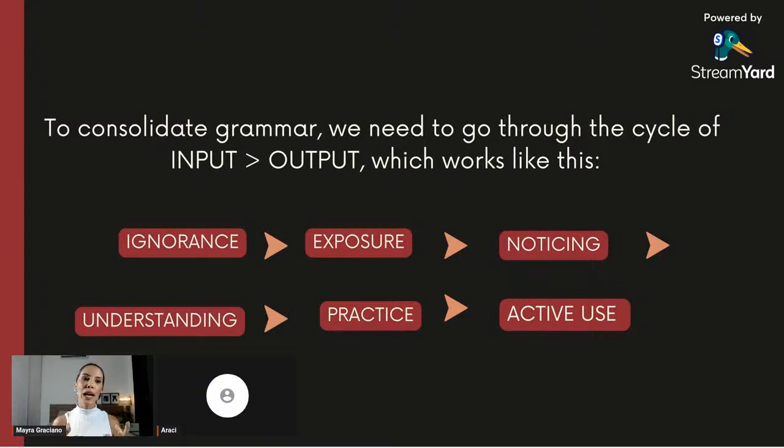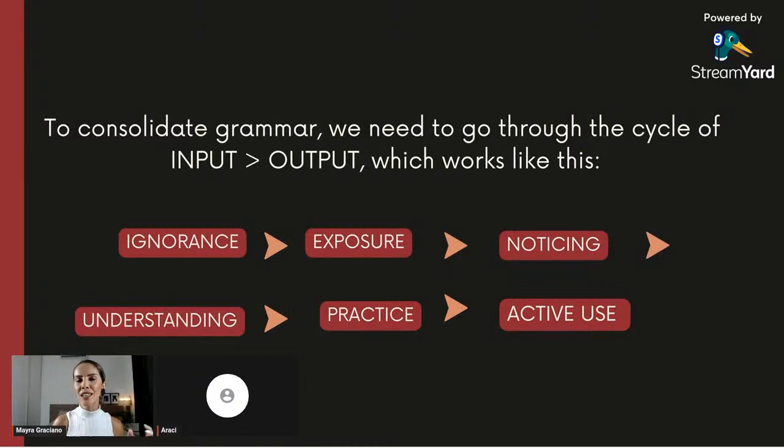Okay, so to make grammar solid, to consolidate grammar, we need to go through this cycle. And have a look at this, how interesting. First, we have the ignorance phase. We don't know that grammar, right? We see that and say, no idea of that grammar. Then you have the exposure. You start seeing that grammar, okay? You're exposed to those situations and you say, oh, this grammar, let's think about the grammar. Have you ever, okay, the present perfect that people are so afraid. So ignorance, you don't know how to use have you ever.